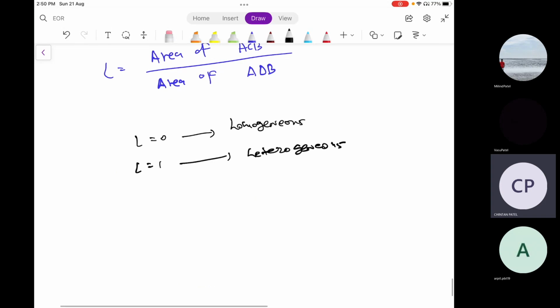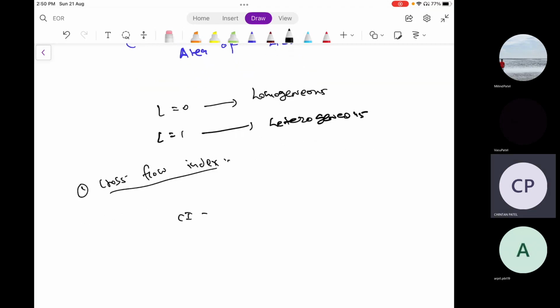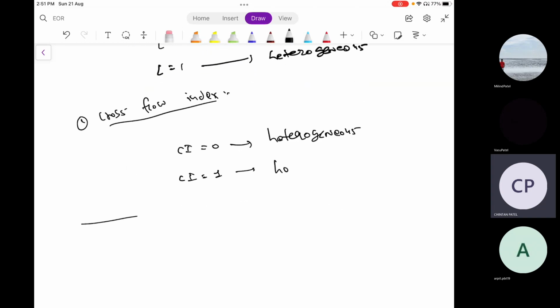The next one is the cross flow index. There is no particular definition; it is a yes or no answer with cross flow index. The cross flow index is 0 or 1. If it is 0, then there is no cross flow across the layers, which means the reservoir is heterogeneous. It is the indication of communication between two adjacent layers.